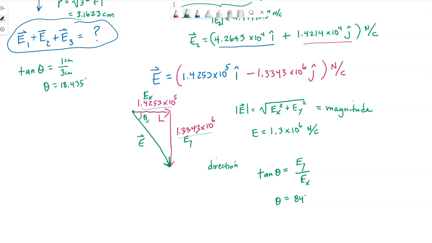I do know this angle is downwards below the positive x-axis. So I can say the magnitude is this 1.3 times 10 to the 6 newtons per coulomb, and put negative 84 degrees as the direction. That's perfect. The angle is always measured like the polar coordinate angle, so measured from the positive x-axis.